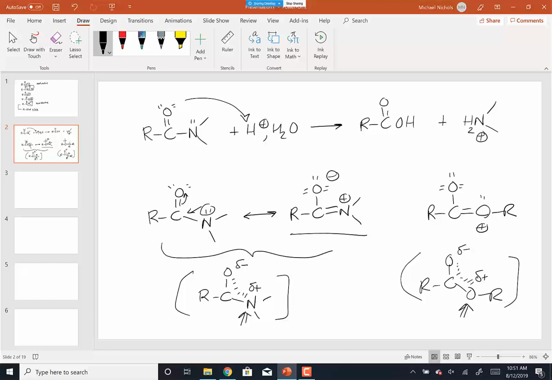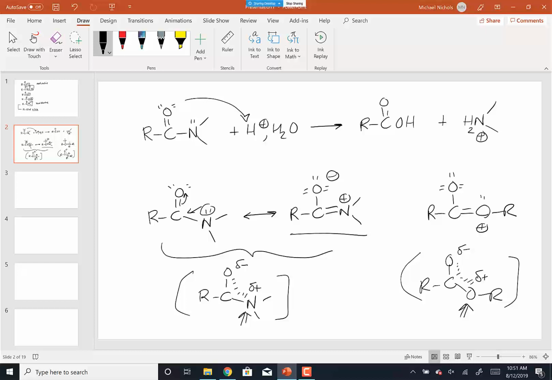I suppose I could make that a take-home quiz problem, but I won't at this point. So that's hydrolysis of amides. That's all I can do.